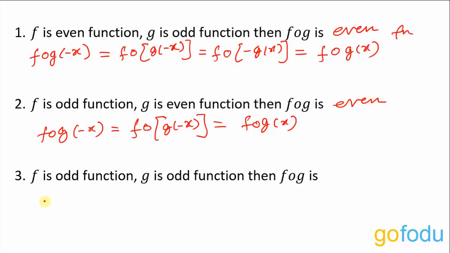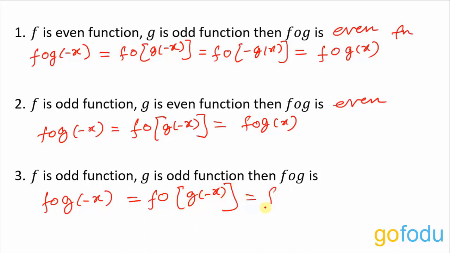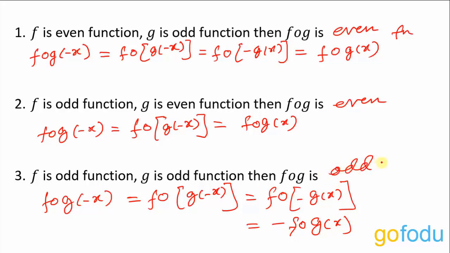Now here f is odd and g is also odd. f of g of minus x: as g is odd, this will give minus of g of x. f of minus of g of x: as f is also odd, this minus sign will come outside the f function and we'll get minus of f of g of x. f of g of minus x is equal to minus of f of g of x, that means f of g is odd.